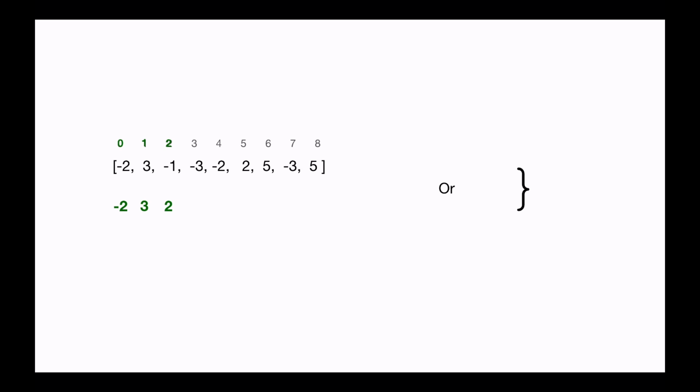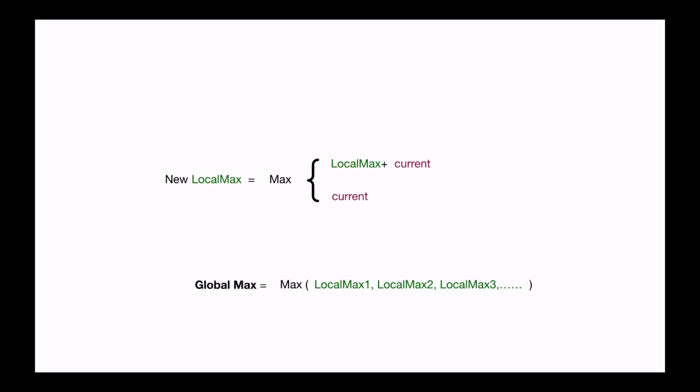So the idea of Kadane's algorithm is that the local maximum subarray sum is either the sum of the previous max sum and the current element, or it is the current element. Whatever is the maximum, it becomes the new local max. So we get all the local max at each index and then we find the max out of them. And this is the solution. This is a much faster approach as it only takes O(n) time.